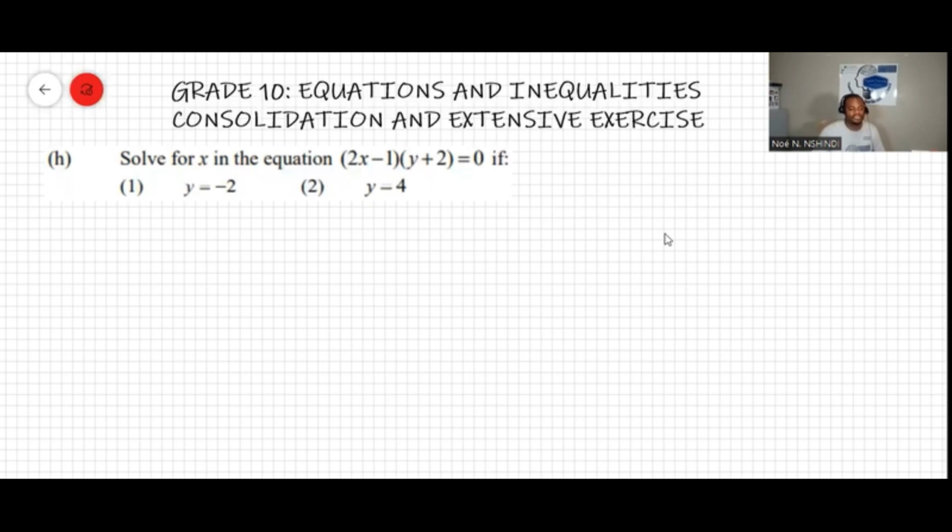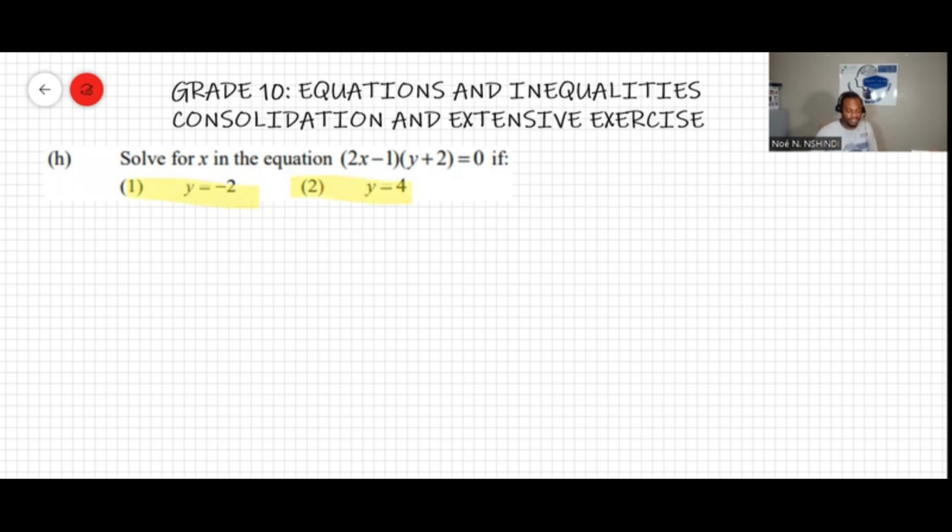Well, we have another question here that says solve for x in the equation, that equation, equal to 0 if y equal to -2 or y equal to 4. All right, in this case, when we have a product like this equal to 0, I don't really worry about the condition given here.